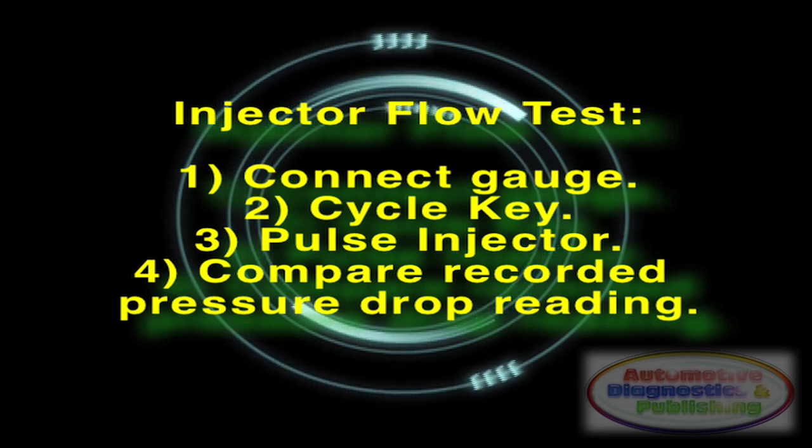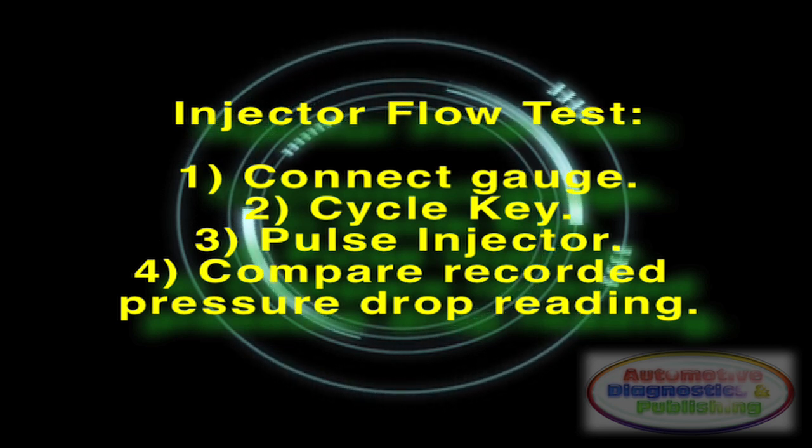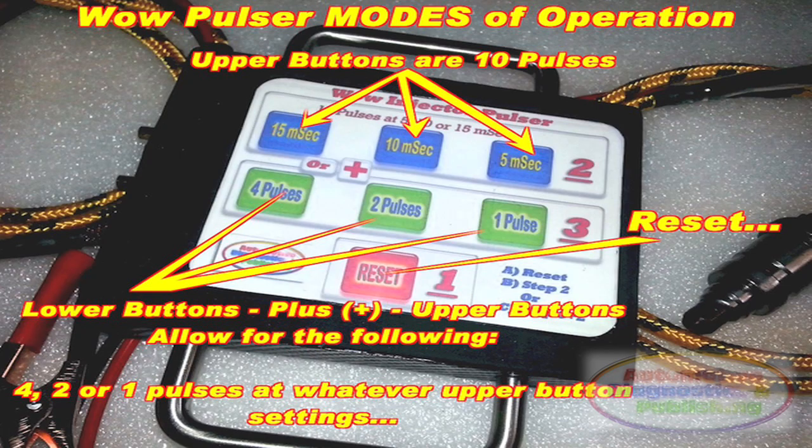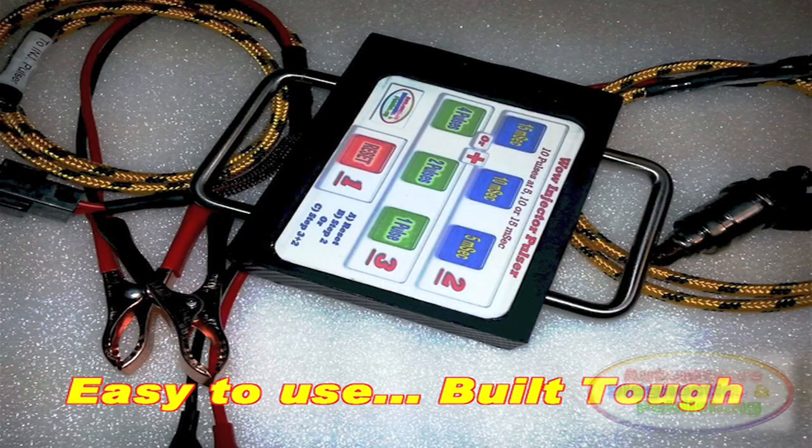Here's where it gets tricky. All of today's cheap injector pulsers, like the OTC and others, will give you 50 pulses at 5 milliseconds. That's nowhere nearly the accuracy needed to properly test the injector, not by a long shot.